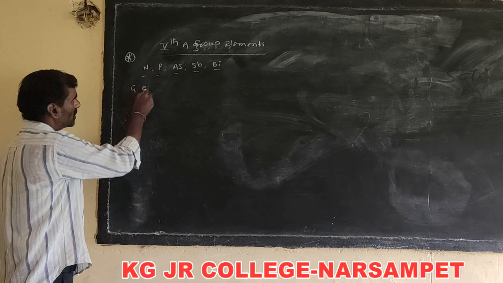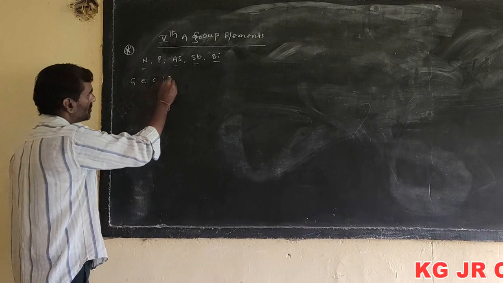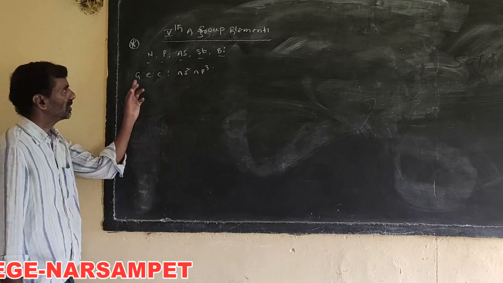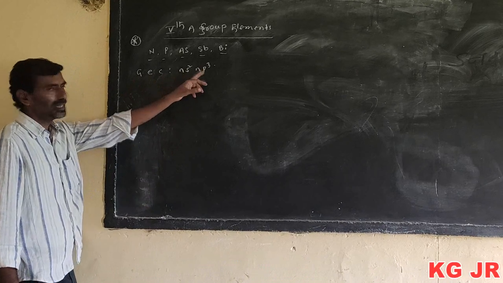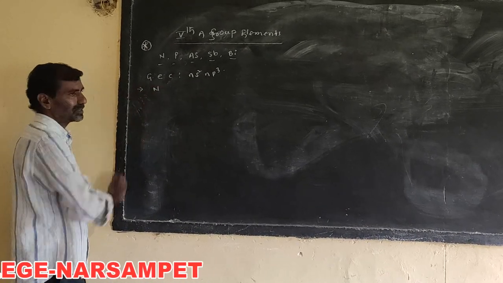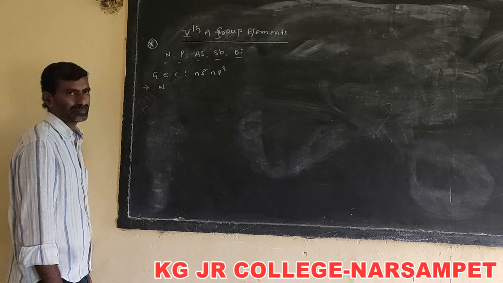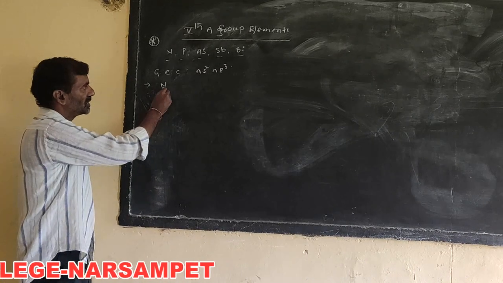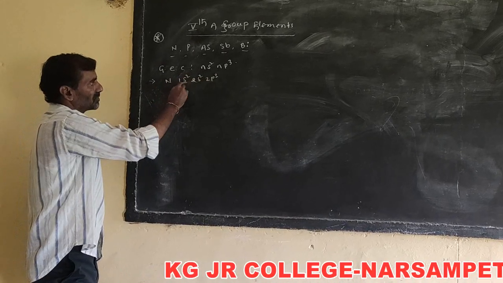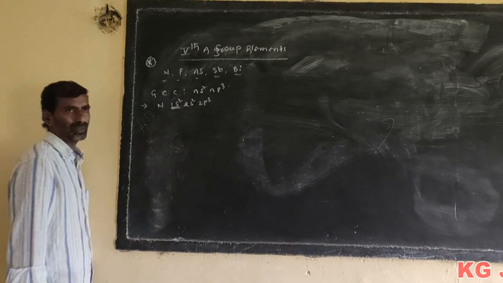General electronic configuration of fifth group of elements is ns2 np3. Nitrogen shows anomalous properties due to different electronic configuration present in the penultimate shell. Nitrogen electron configuration: 1s2, 2s2, 2p3. The penultimate shell is different, hence it shows anomalous properties.